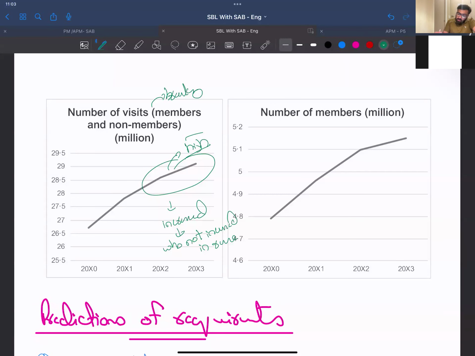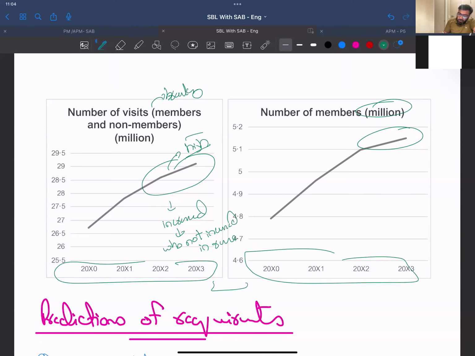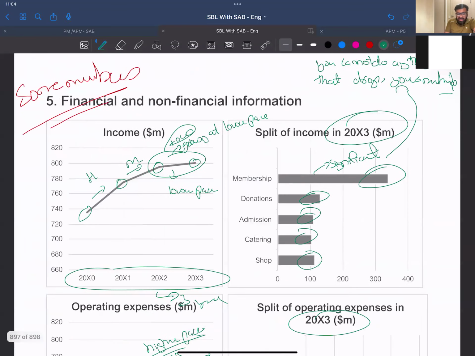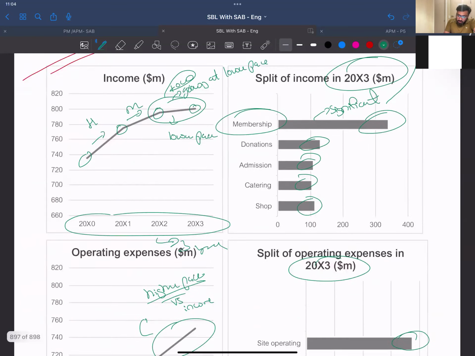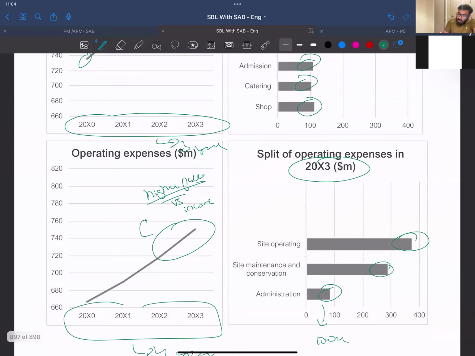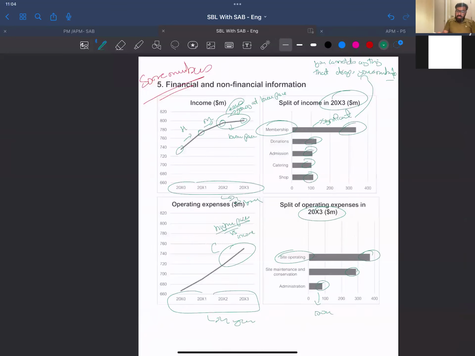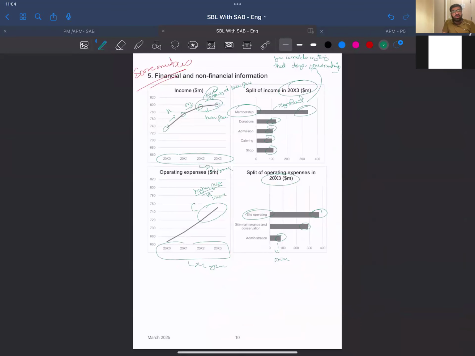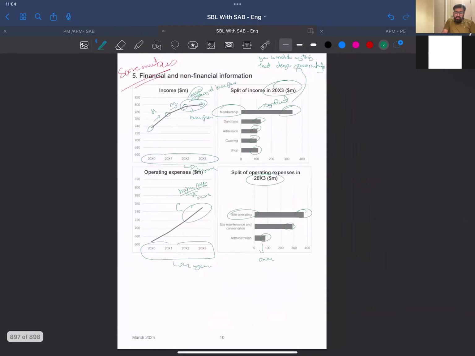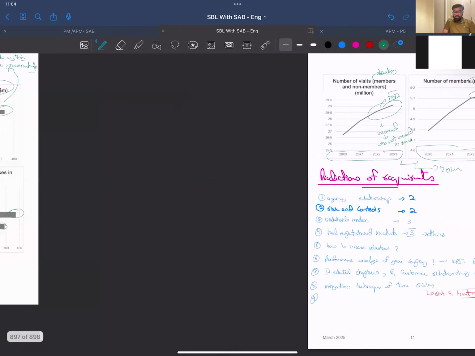And then the number of members here, those are in millions, right? So again, 4 years of data. Members have increased, visits have increased, income has kind of increased. The major income driver is membership, and the major expense is site operating. So now we can say that we know many things about this industry and many things about this company, right?